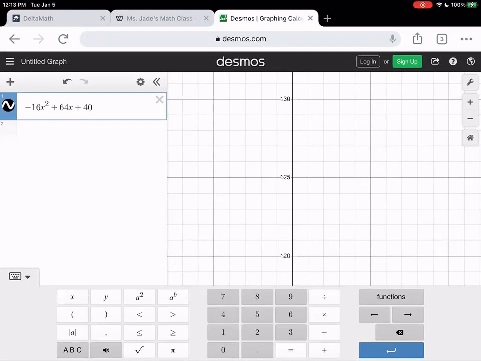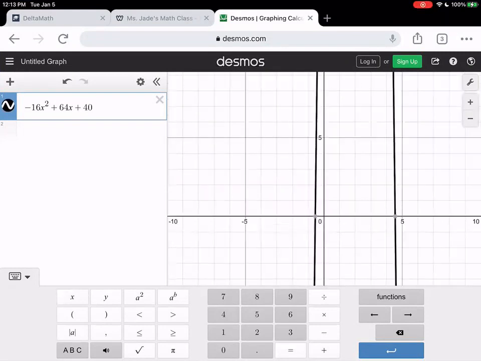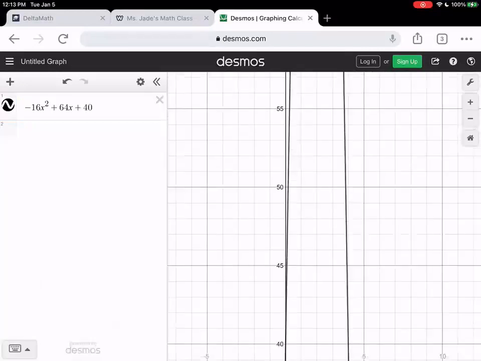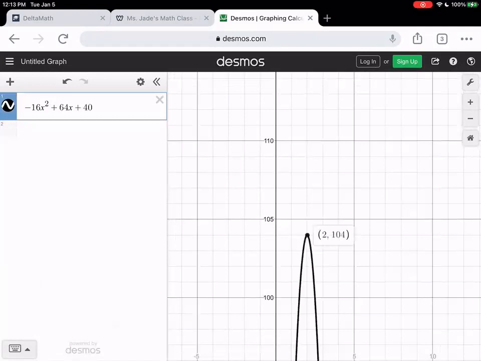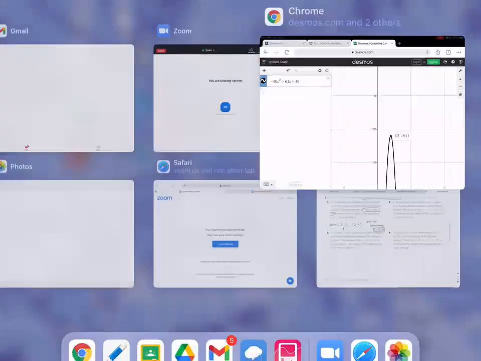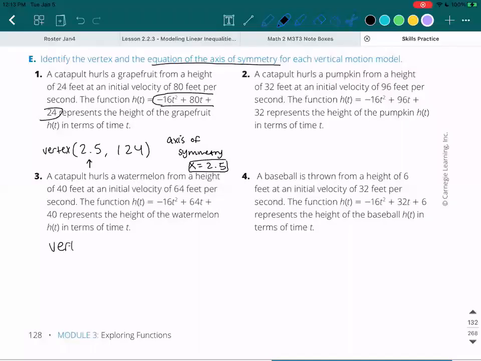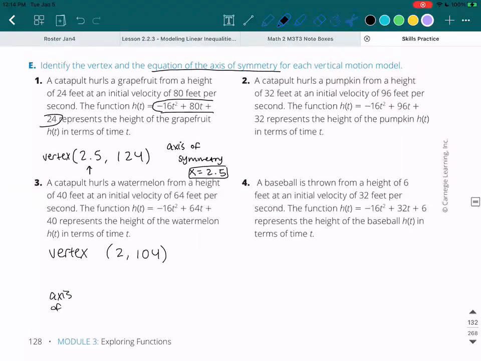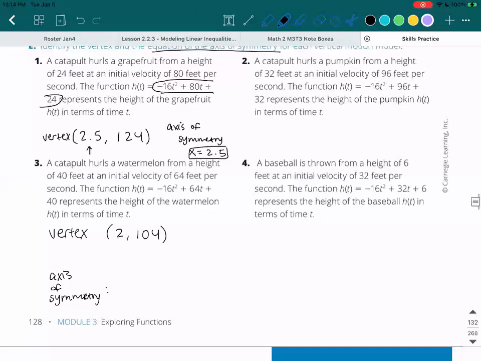Okay, so here's this graph. I'm going to center us at the home again so I can actually see it. Then you just scroll up until you find your vertex. There's my vertex. It was 2, 104. So I'm going to write that down. Vertex 2, 104. And then for our axis of symmetry, super simple. It's literally the x value. X equals 2. So our axis of symmetry is the vertical line at x equals 2.